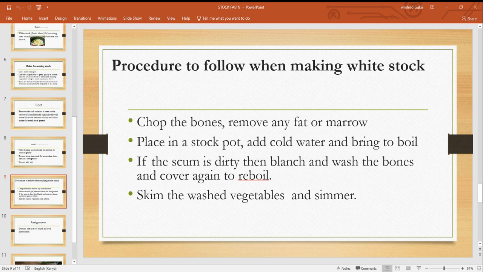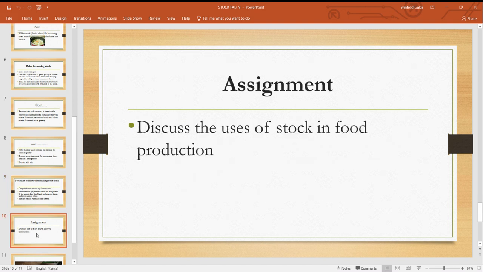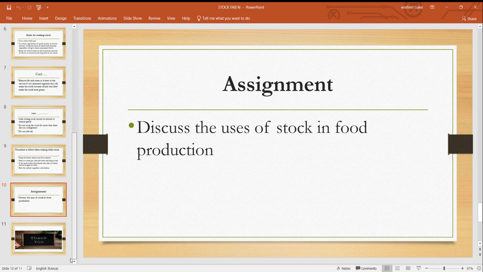Remember, if you don't produce a sound stock, then you'll not be able to produce a good quality meal. So I will leave you with an assignment. I believe you can see the assignment, where you'll be able to discuss the uses of stock in food production.